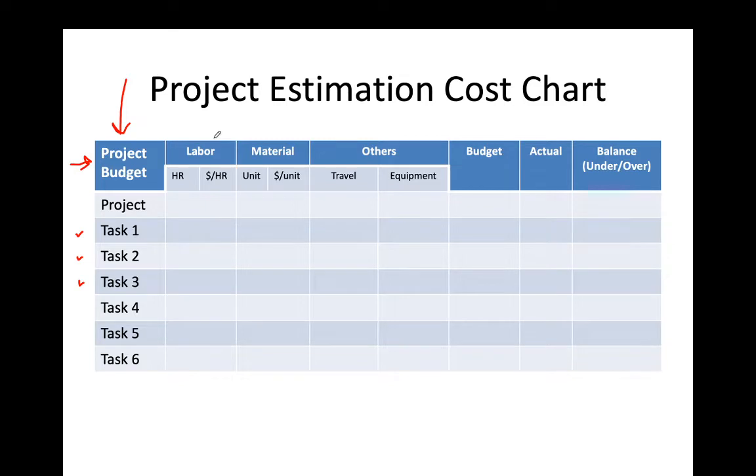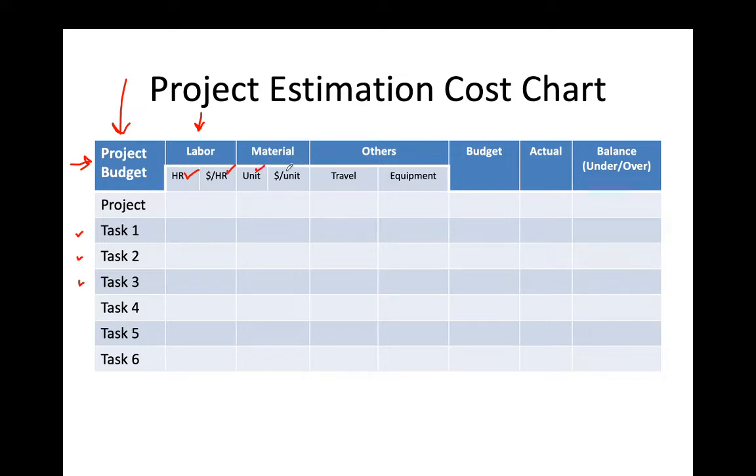things. So let's start with the labor cost. In the labor cost we always mention how much per hour or per day we will pay to a person. In the first column we will mention how many hours we need for that, and per hour how much we will pay. In material, how many units we will need.